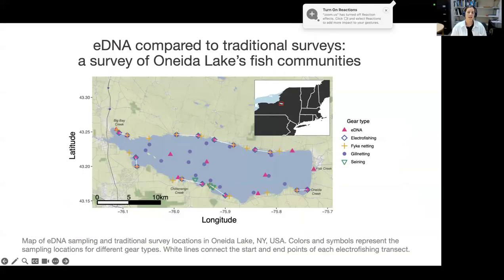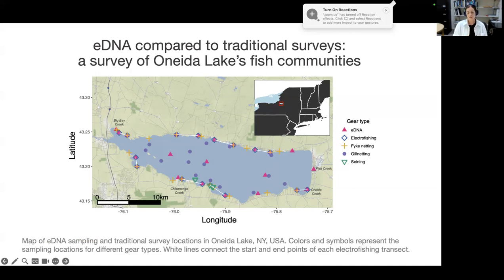This work was conducted in Oneida Lake. Oneida Lake is a large inland lake in New York. You can see there in the map, it's outlined by the red square. And it is the site of the Cornell Biological Field Station. Every summer for several decades now, the folks at the field station have gone out and assessed the fish communities using a variety of traditional sampling gears, including electrofishing, fyke netting, gillnetting, and seining.